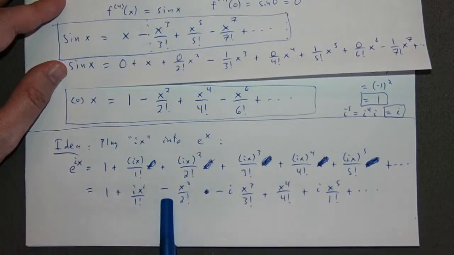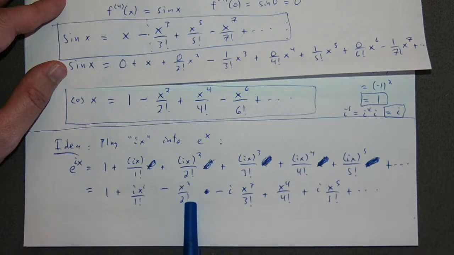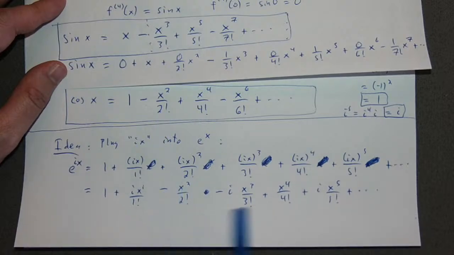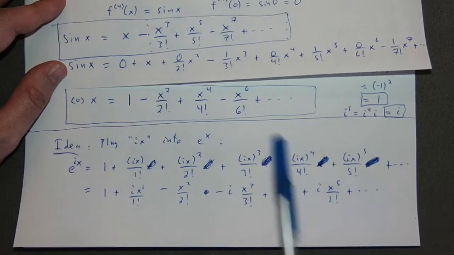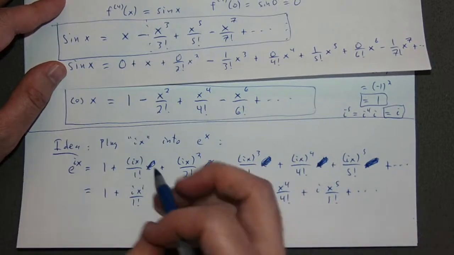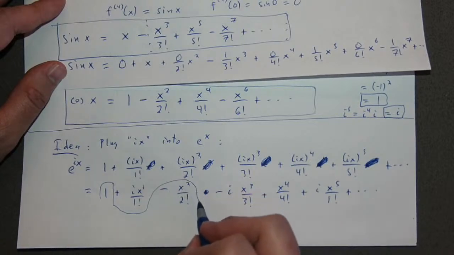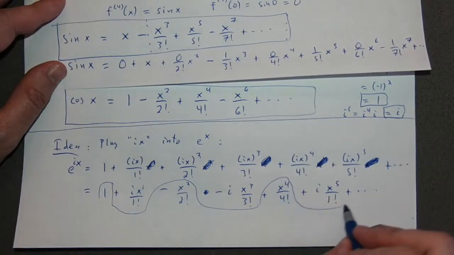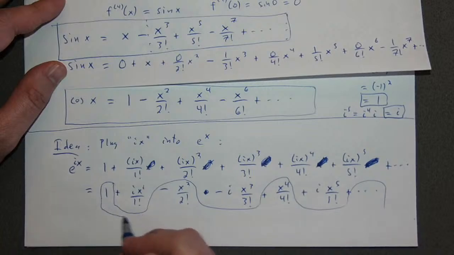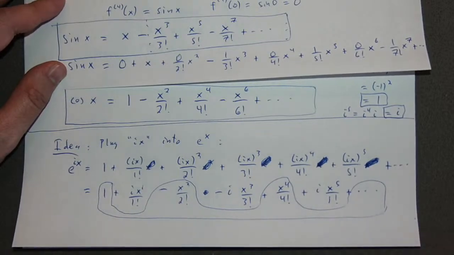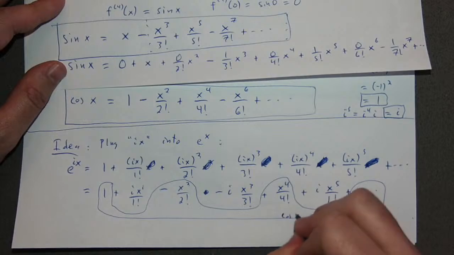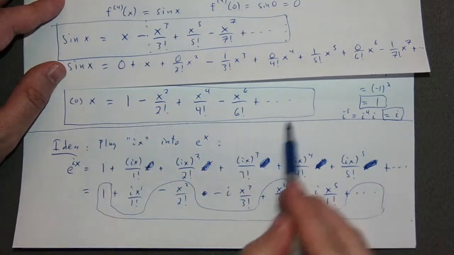1 minus x squared over 2 factorial plus x to the fourth over 4 factorial. If I did this again, it would be minus x to the 6 over 6 factorial. What am I reading off on the even terms? If I just circle the even terms here, what do I have? What is that? That's cosine x. All right, that's this expansion of cosine x.